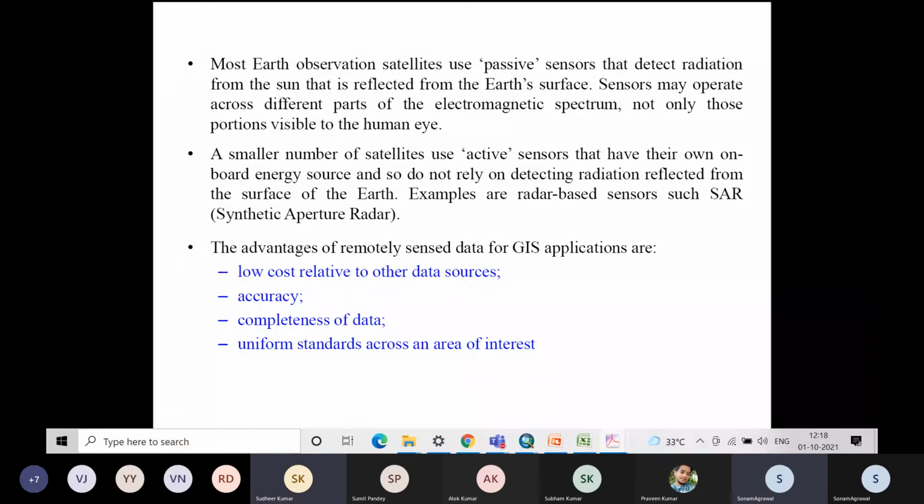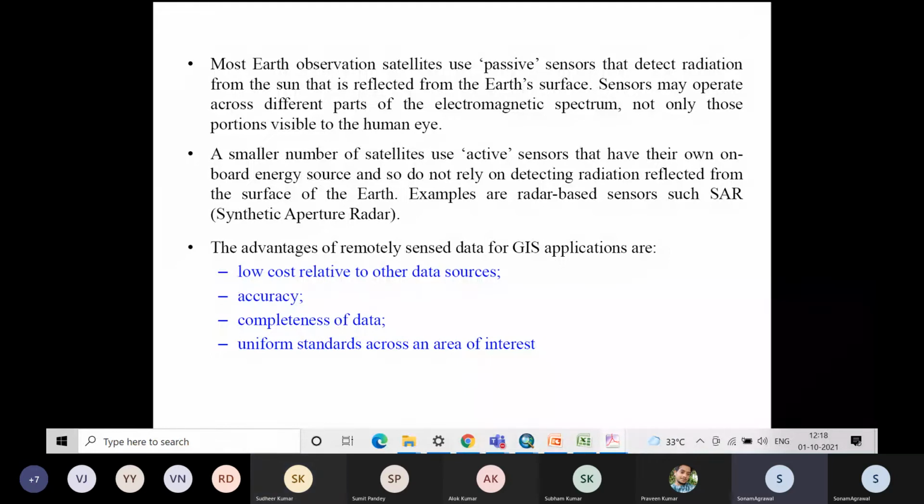Ma'am, under resource set two there are three sensors: LISS-4, LISS-3, and AWiFS. And Cartosat-3, ma'am, that gives high resolution spatial data, around 30 centimeters. Yes. So these are some of the Indian satellite series.